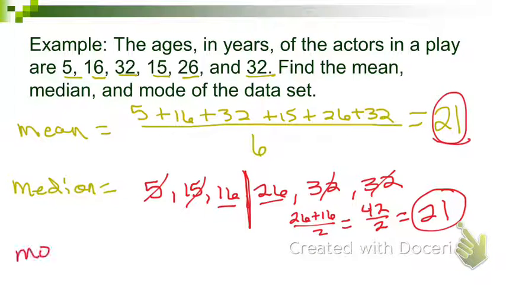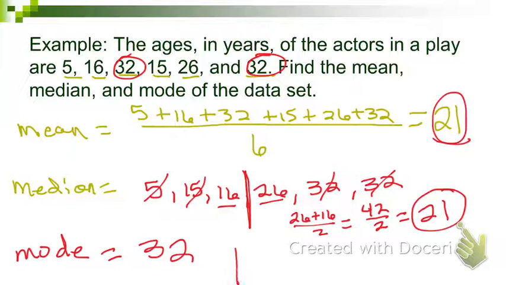And then the mode is the one that occurs the most. So sometimes you have a mode, sometimes you have more than one mode. It all depends on the numbers. And the only one I see repeated more than once is 32. So the mode would be 32. So for the ages, the mode is 32. The median and the mean are both 21. So the middle age is 21, and then the mean is also 21.